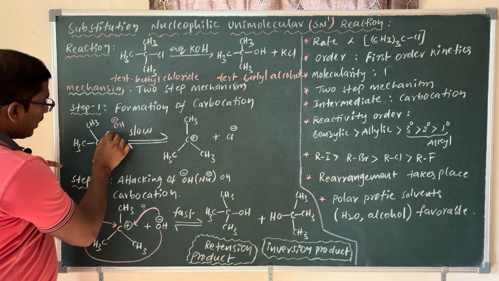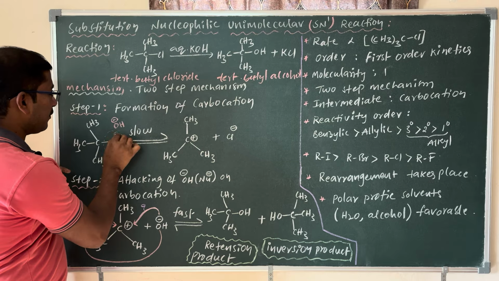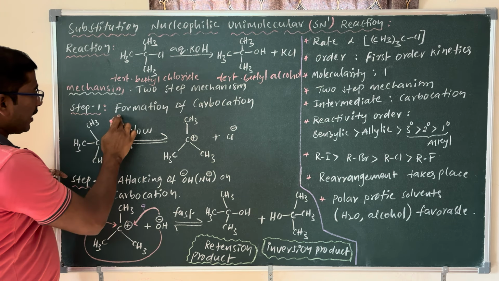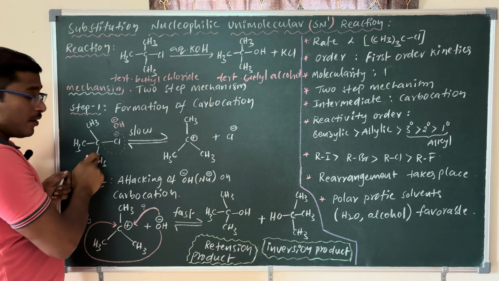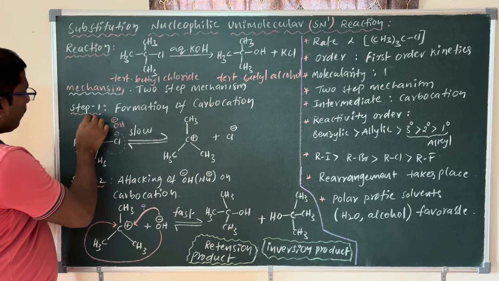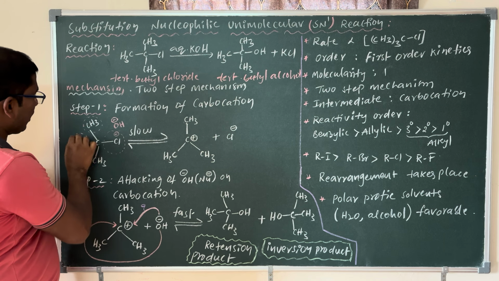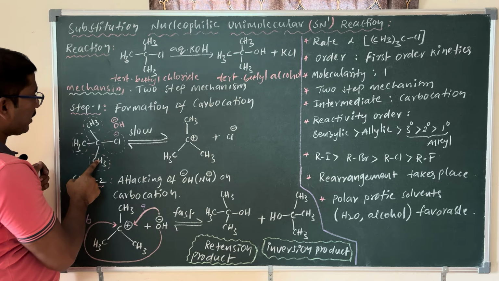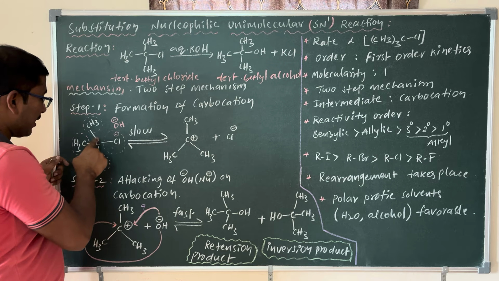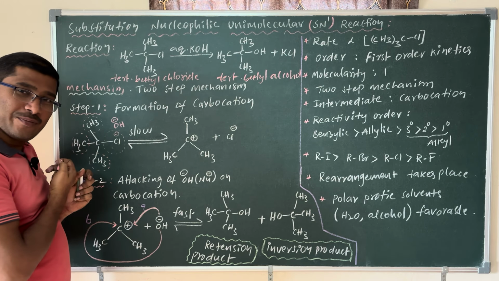Why? Because on the front side a bigger nucleophile is there, and this nucleophile carries a negative charge. Negative repulsions occur when the nucleophile attacks from the front side. On the back side, bulky groups are there. This methyl group is a bulky group, and this methyl group is also a bulky group, and this methyl group is also a bulky group. Because of the presence of 3 bulky groups and 1 nucleophile around the central carbon atom, there is no chance for the nucleophile to attack this carbon atom.